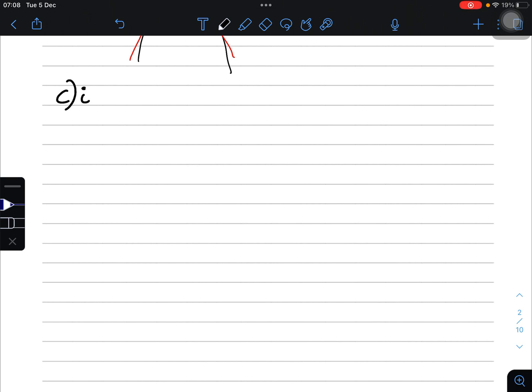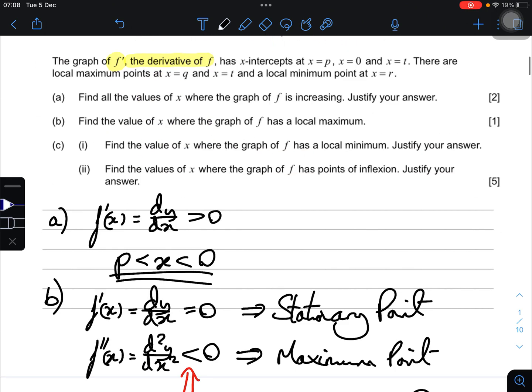Part C, part I. So find the value of x where the graph f has a local minimum.